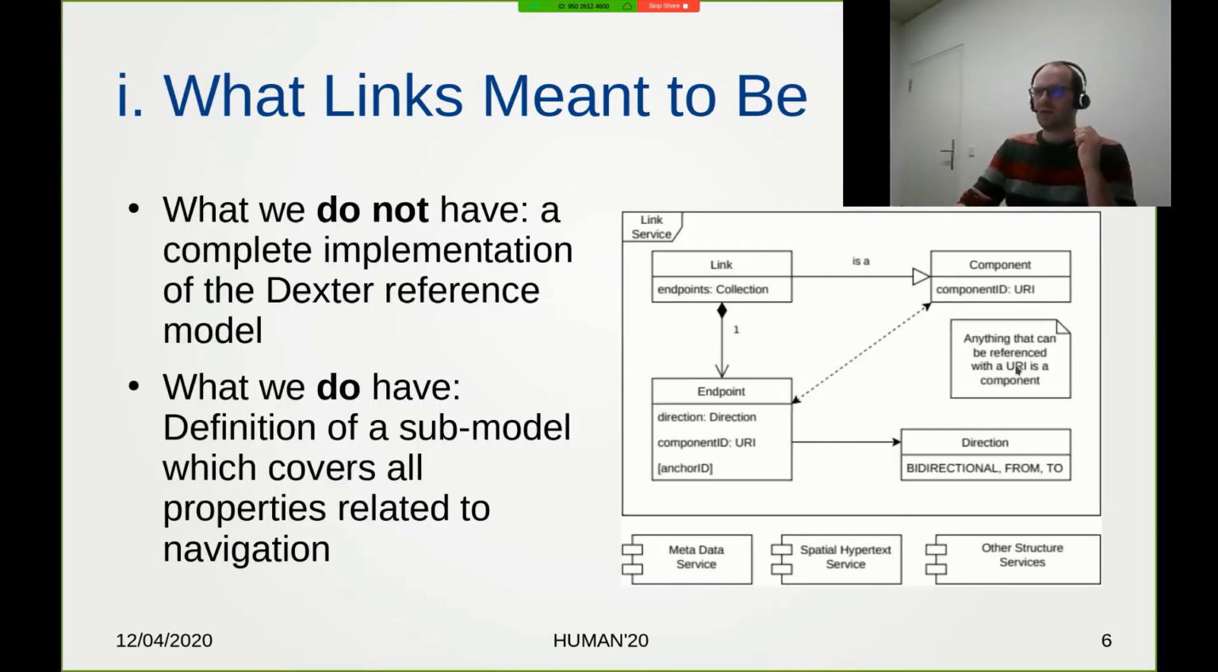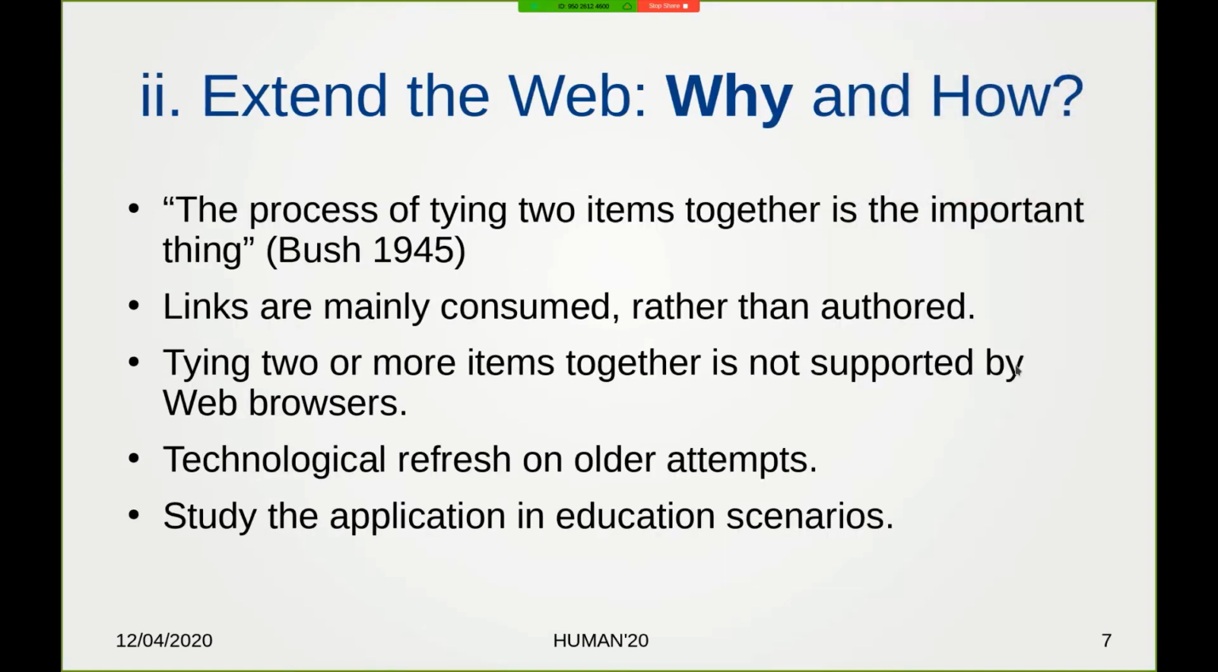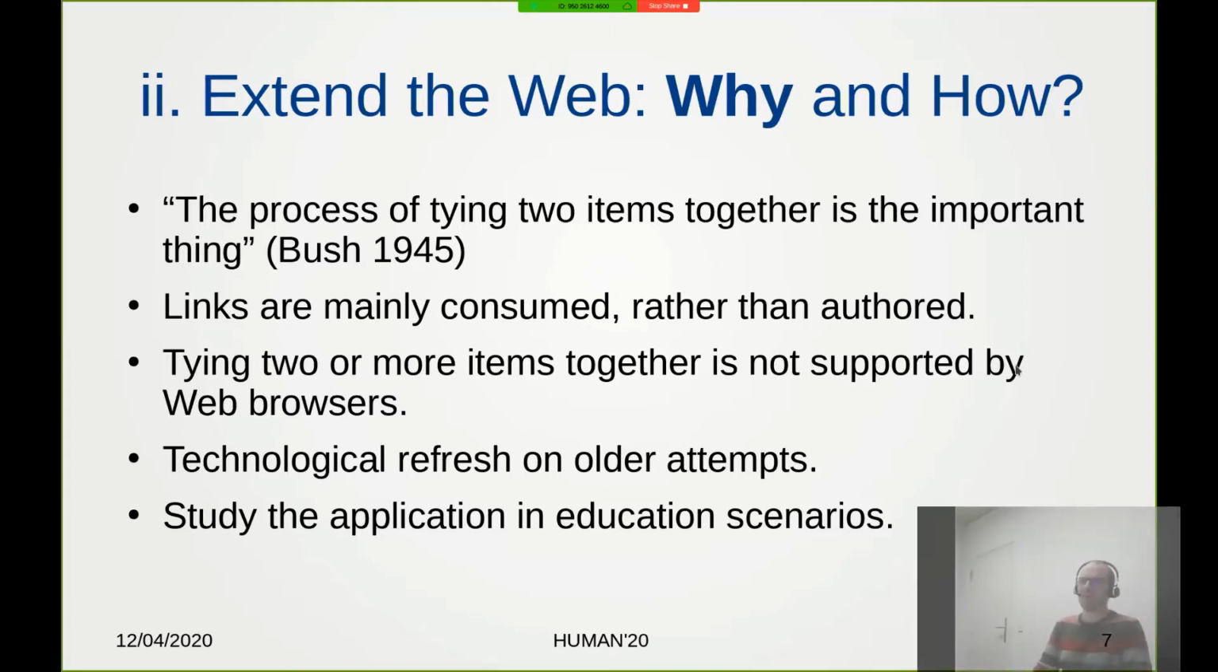So the next slide. Why we want to extend the web. And I could not start this slide without a quote of As We May Think. And if you look closely, we already saw this quote in Jacob's keynote. He didn't highlight it, but we can highlight it here. The process of tying two items together is the important thing. And this is something that does not work in the web today. So we cannot create links between arbitrary web pages, because we basically need write access to these pages.